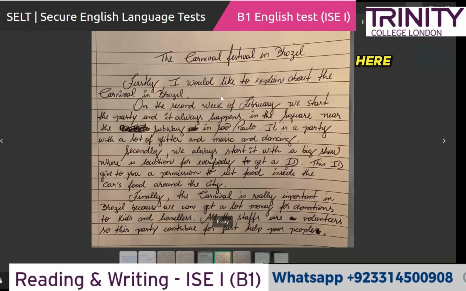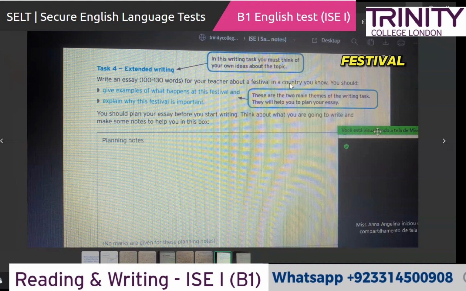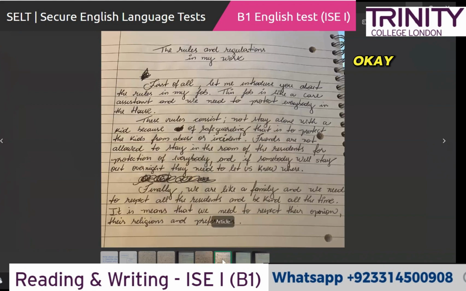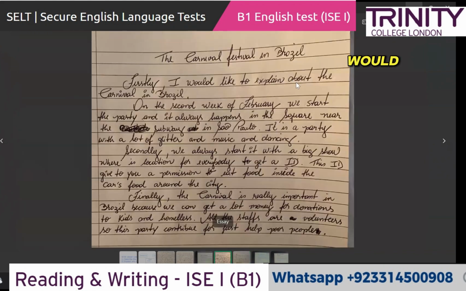Okay. You've written in here, firstly, I would like to explain about the carnival in Brazil. The first line says to write about a festival in your country. Okay. Firstly, I want to tell about a festival in my country, Brazil. What is it called? It's a carnival. Okay, so I want to first talk about the carnival. It's good. On the second hand, no, beautiful. That's always on the other hand. Or you can say on the second week, not second hand. Oh, I'm so sorry. On the second week of February, we start the party.